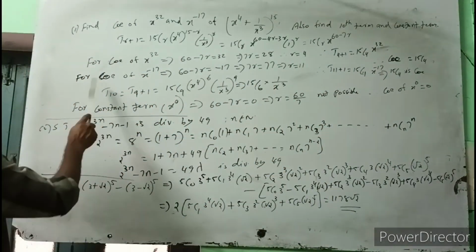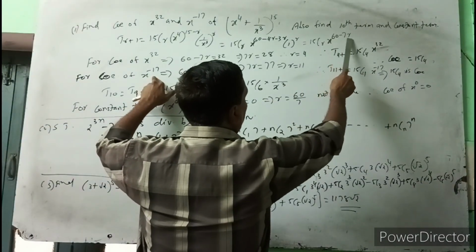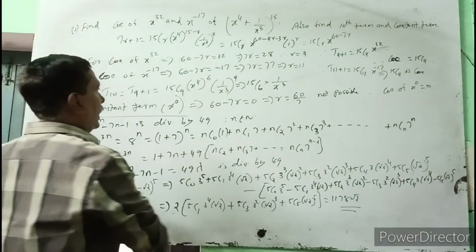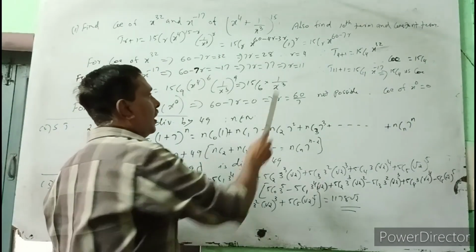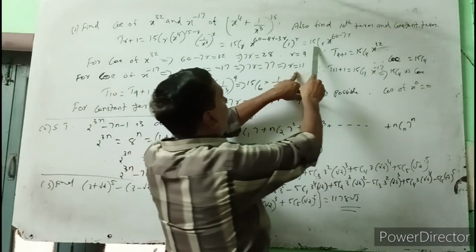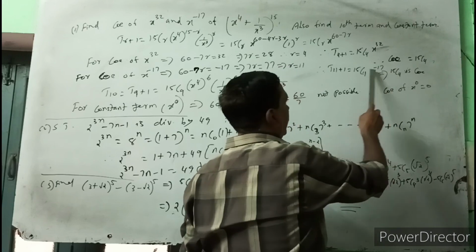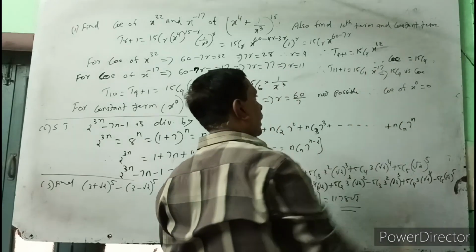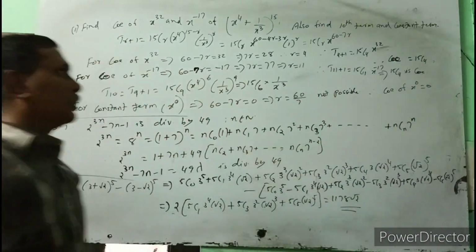Coefficients only will be required. Now for the coefficient of x raised to minus 17, here I want x raised to minus 17. So 60 minus 7r must be equal to minus 17, so 7r is equal to 77. You will simplify, r equals 11. Putting r equal to 11 here, t11 plus 1, I am putting 15c11 x raised to minus 17. So the coefficient is 15c11, which is the same as 15c4 only. 15c11 is the same as 15c4. So for both the questions the same answer is there for the first two.